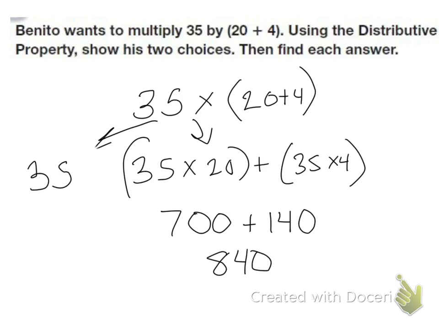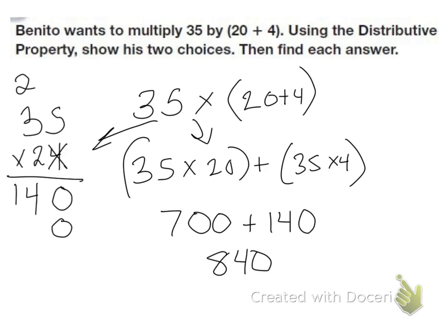So 35 times 24. Okay, so 4 times 5 is 20, carry my 2. 4 times 3 is 12, plus 2 is 14. I cross off the ones place and add a 0 in the tens. And I need to scoot this up a little bit. Okay. Then I multiply and I erase whatever I carried over.